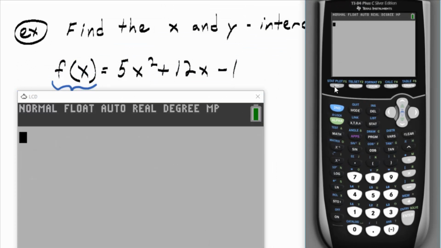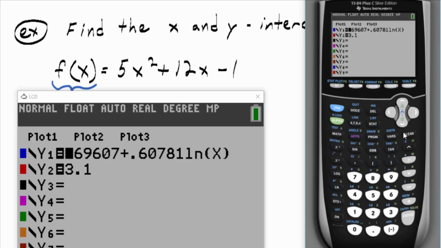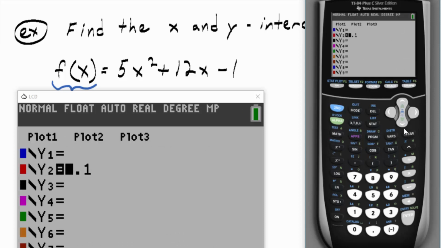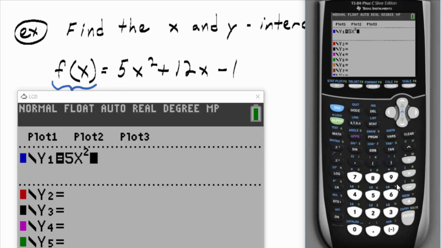So in the graphing calculator, if you have a TI calculator, you go to y equals, erase what's there if you have something else there. And just under y1, I'm going to punch in 5x. I'm going to go to the x squared to square it, plus 12x minus 1.